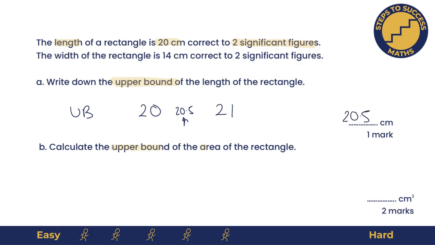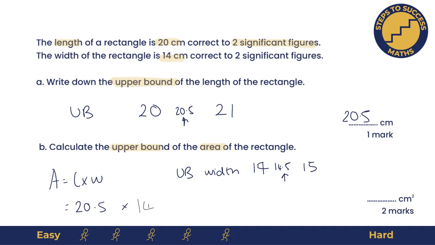So we find the area of a rectangle by doing the length times the width. To get the biggest number, the upper bound, we want the biggest number for length and the biggest number for width. We already know the biggest one for length, we just worked it out, it's 20.5. And now we want the biggest one for the width. The width was also rounded to two significant figures, so it could have been 14 or 15, and we want to know where it changes. So halfway along the interval is 14.5. So we're doing 20.5 times 14.5. Going to use a calculator. And that gives us 297.25.